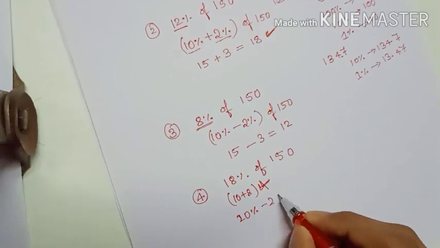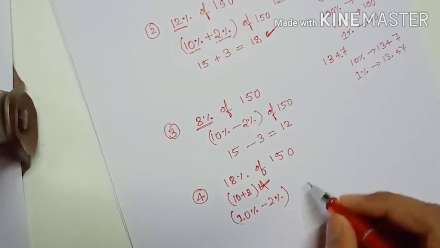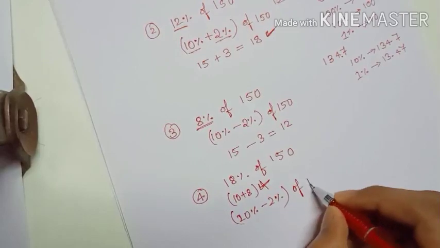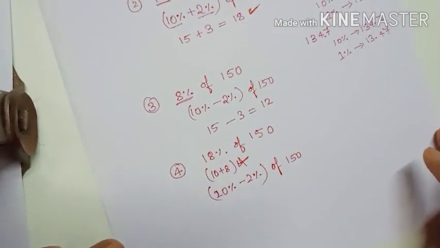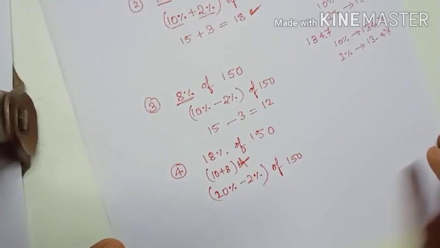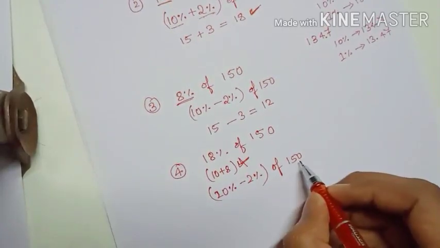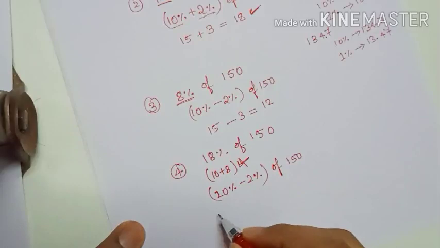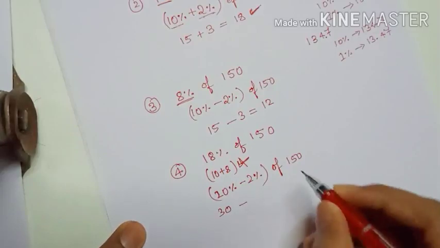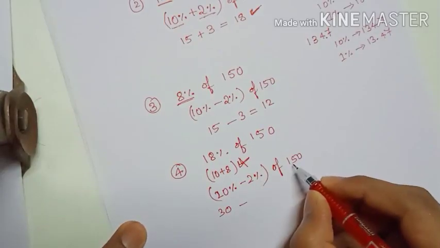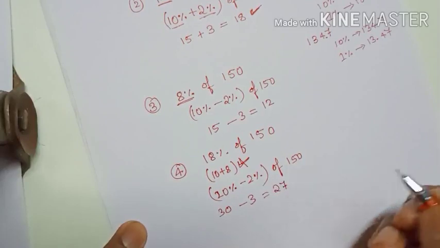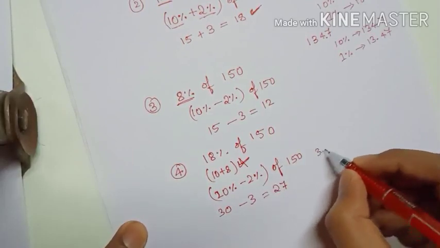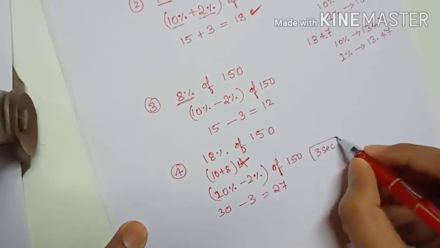You can also take it as 20% minus 2%. Yes or no? You can also go with this. 20% is again easy to find. When you know 10%, it's easy to find 20%. What is 10%? 15. What is 20%? Double of it. 15 double, 30. That's it. Minus. What is 1%? 1.5. What is 2%? 3. That's it. So the answer is 27. See, we can do it within 3 seconds. Yes or no?